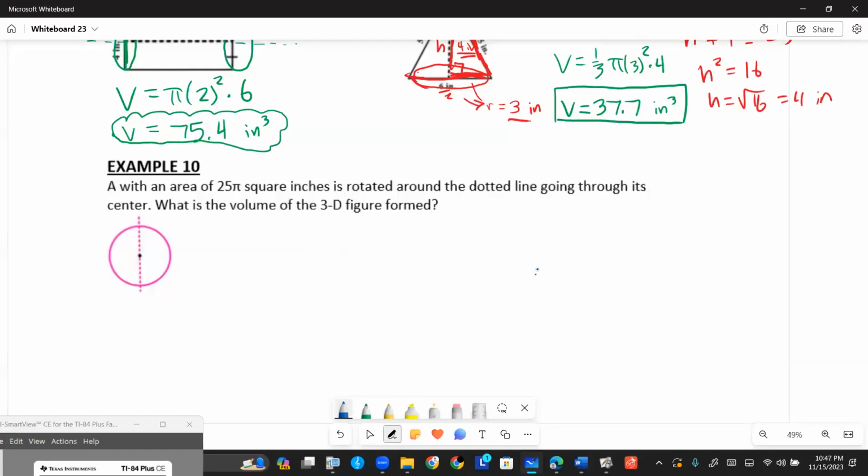All right, the problem says, with an area of 25 pi square inches, what a width, probably supposed to be a circle. So we'll go ahead and write circle there, got a little typo. A circle with an area of 25 pi square inches is rotated about the dotted line going through its center. What is the volume of the 3D figure formed? So we have this circle and we're spinning it about this dotted line. So if I rotate that, that's going to end up being a sphere.